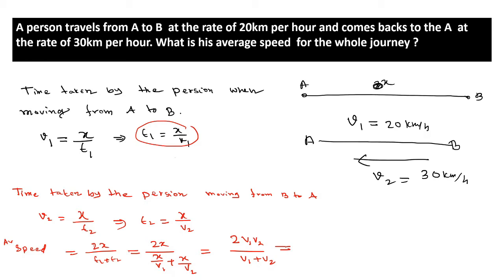Now we have to put the values here. If I put the values, 2 into v1 v2, where v1 is 20 and v2 is 30, by 20 plus 30. If I solve it, it will be 120 by 5, that will be 24 kilometer per hour. So the answer will be 24 kilometer per hour. I hope it is clear to all of you. Okay, is that clear to all of you?